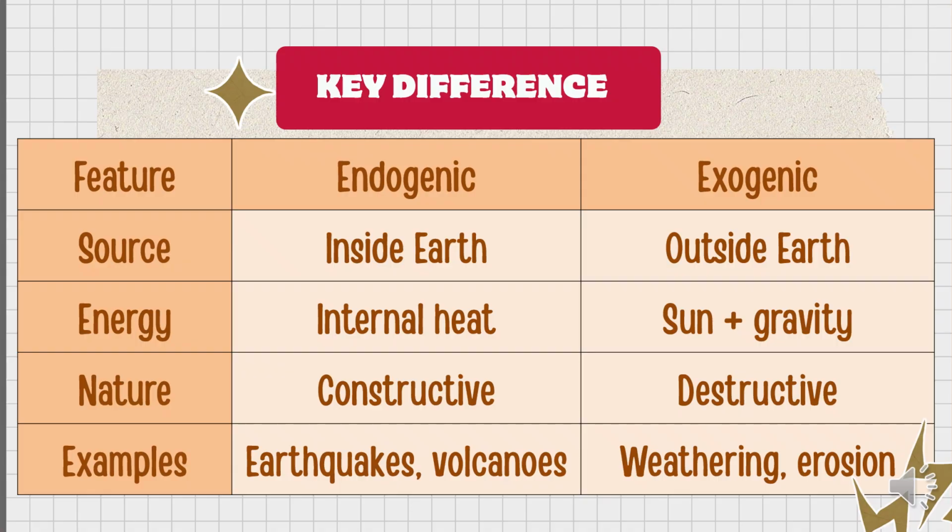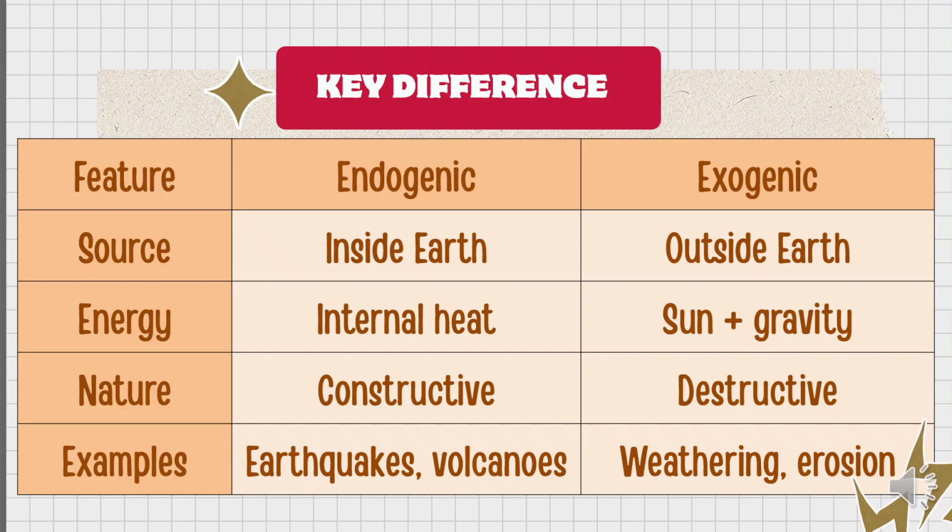Endogenic processes come from inside the Earth. They are driven by heat and energy beneath the surface. Examples: earthquakes, volcanic eruptions, mountain building. Effect: they usually build up landforms like mountains and volcanoes.